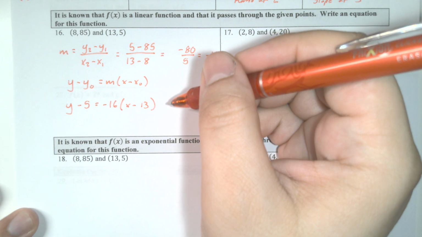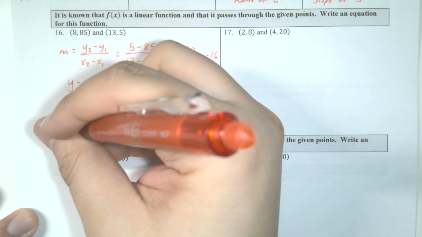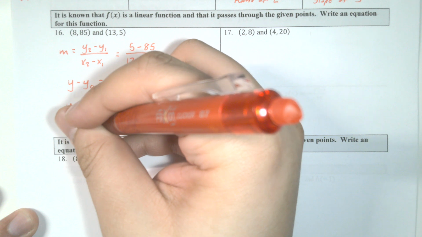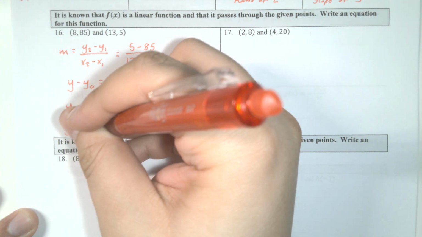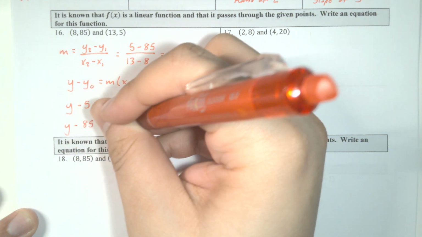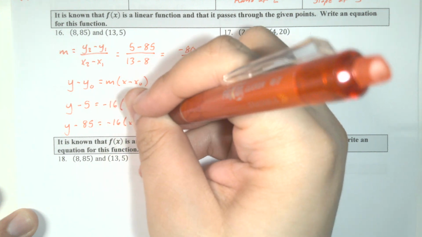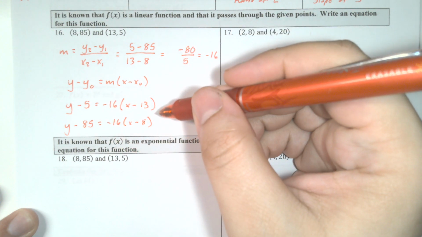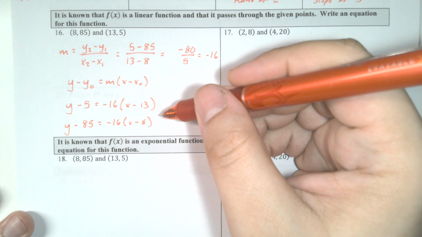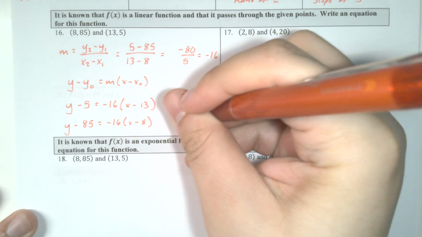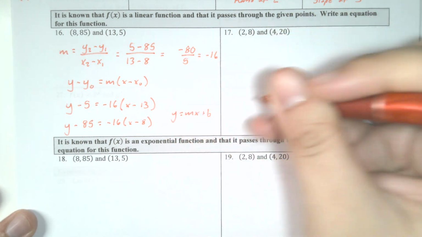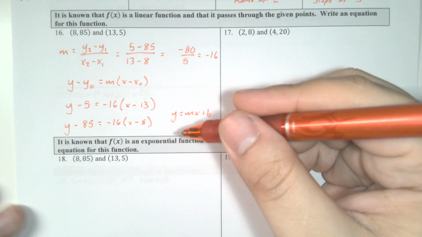You could have also plugged in the other point, and you would get y minus 85 is equal to negative 16 times x minus 8. And either one of these formulas works. In fact, if you simplify them and write them in the form of y equals mx plus b, they will actually be the exact same thing.